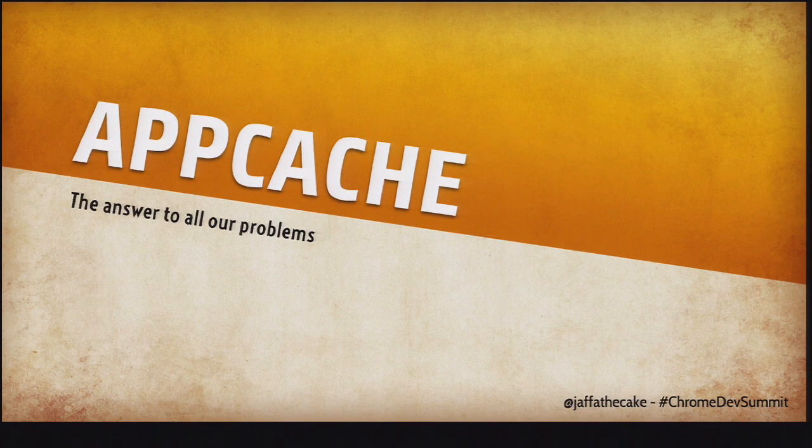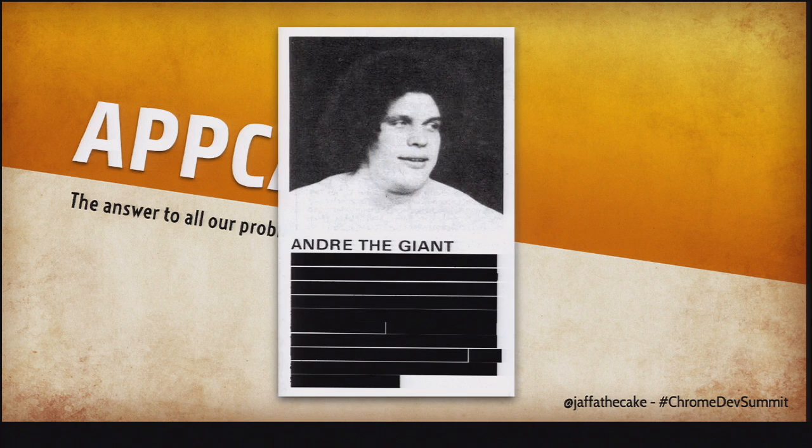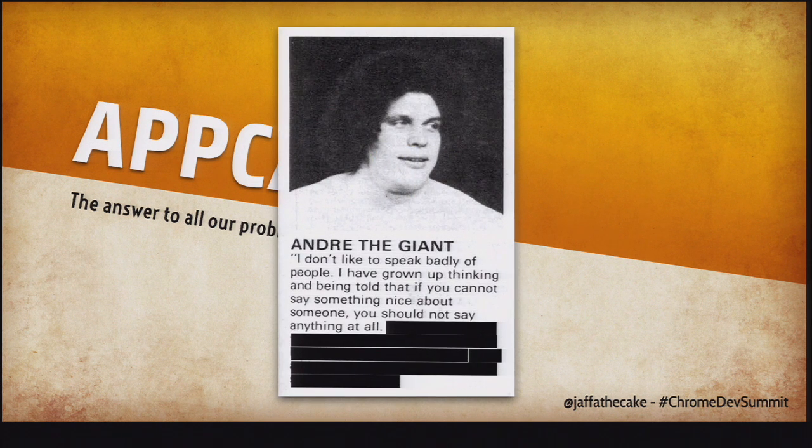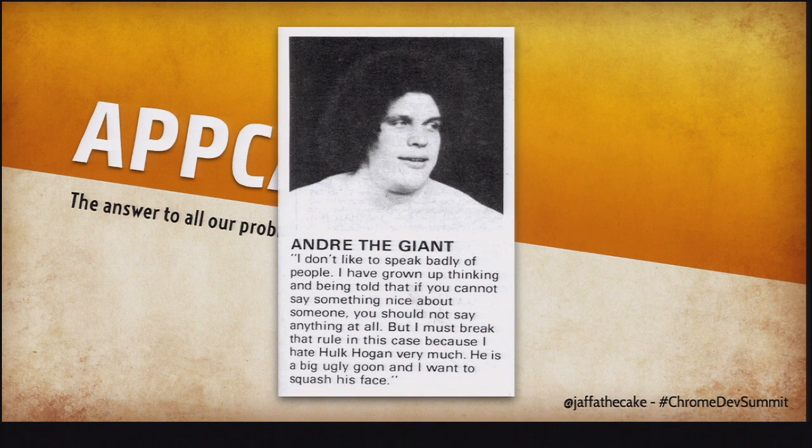How did that turn out? I have voiced my opinions on AppCache before, but today I would like to defer to the philosopher Andre the Giant from the then WWF, who said this: I don't like to speak badly of people. I have grown up thinking and being told that if you cannot say something nice about someone, you should not say anything at all. Oh, but I must break that rule in this case because I hate Hulk Hogan very much. He is a big ugly goon and I want to squash his face. AppCache needs squashed in the face.